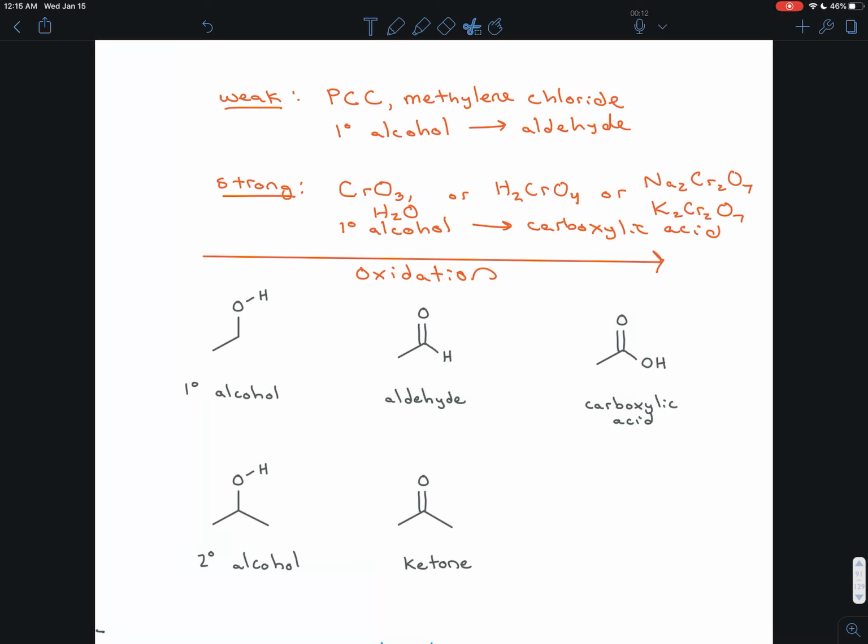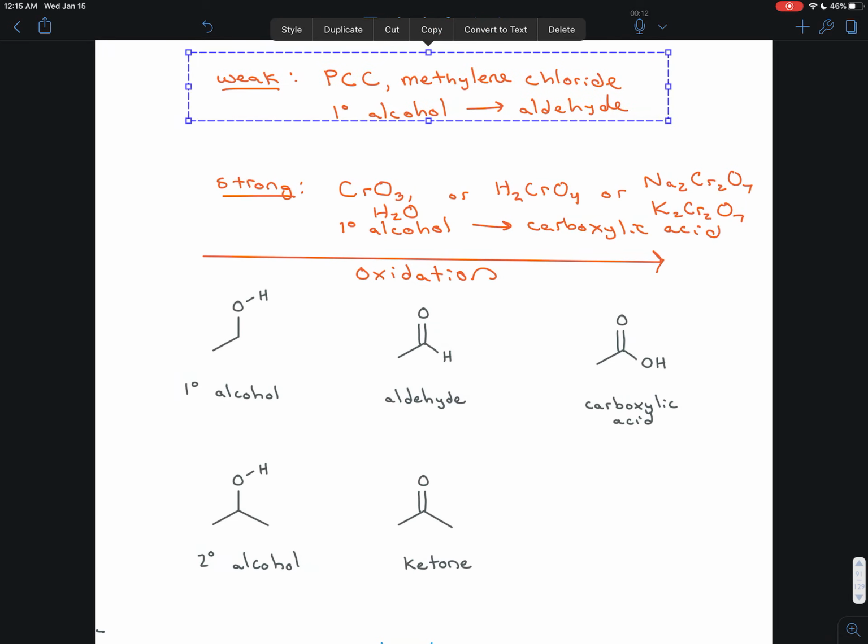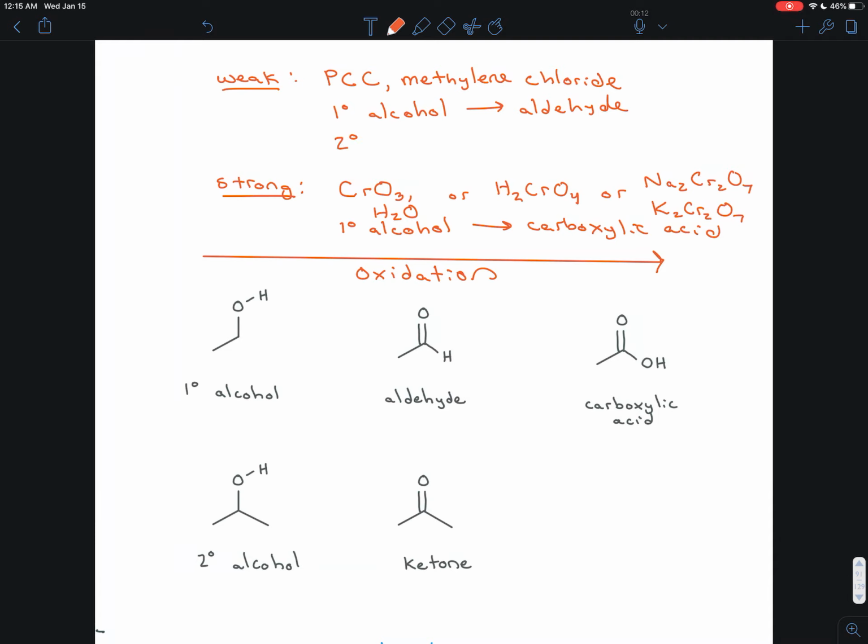Now, the strong and weak oxidizing agents are only different for primary alcohols. If you have a secondary alcohol, they both do the same thing. They both turn that alcohol into a ketone. So that's true for PCC. That's true for these chromium oxidizing agents. Another thing I'll mention is in this chapter, you could see this written in any of these ways, but in future tests and chapters, I'm going to be using sodium dichromate. So that the strong oxidizing agent will turn a secondary alcohol into a ketone.